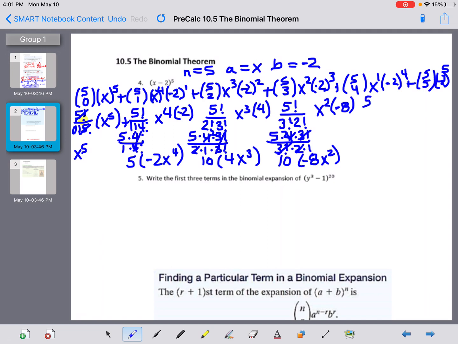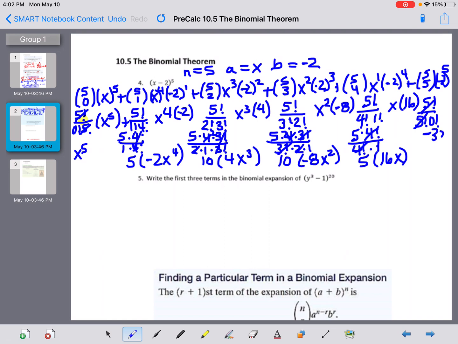All right, next one, 5 factorial over 4 factorial, subtract, I get 1 factorial. That's the same as 5 times 4 factorial over 4 factorial times 1, and the 4 factorials cancel, and I'm going to be left with 5. I have just 1x. Negative 2 to the 4th is negative 2 times negative 2 times negative 2 times negative 2. That's a positive 16 this time. So times 16x. All right, last one, 5 factorial over 5 factorial times 0 factorial. Those will just cancel. So it's negative 2 to the 5th, which is negative 32. So it's going to be times 1 times the negative 32.